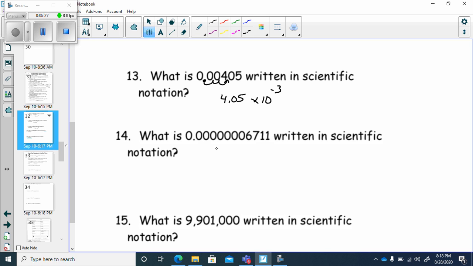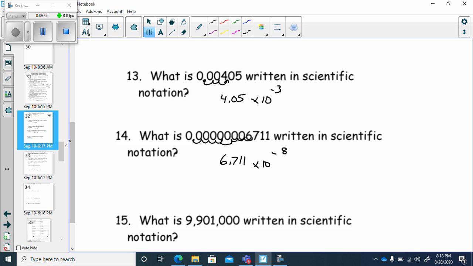What is this number written in scientific notation? Well, if we look at this, guys, our numbers here, 6.711. That gives me a number between 1 and 10. How many places do we move the decimal? This is counting the number of places we move the decimal to figure out our exponent. We move the decimal 1, 2, 3, 4, 5, 6, 7, 8 places. Is that a positive 8 or a negative 8? That number was less than 1, wasn't it? So it's a negative 8.